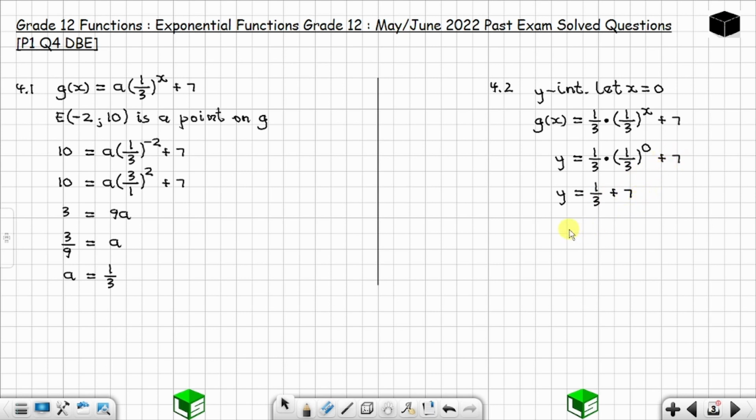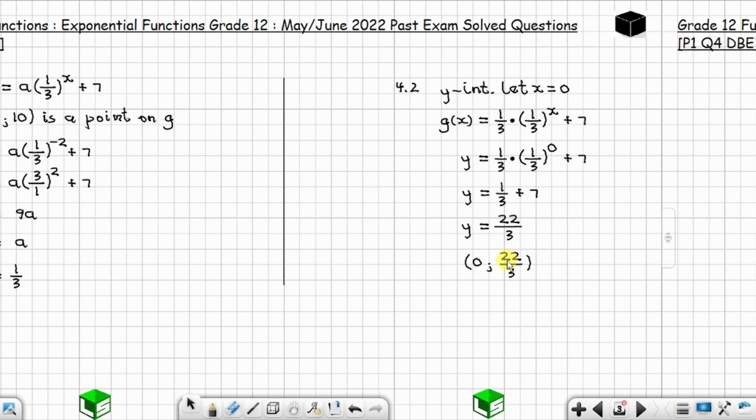So y is equal to, you have 7 times 3, which is 21, 21 plus 1, which is 22. So y is equal to 22 over 3. And so the coordinates of the y-intercept are (0, 22 over 3). Remember, the first coordinate is always your x and the second coordinate is always your y. So this is how you write it. Okay, let's move on to the next question on the next slide.